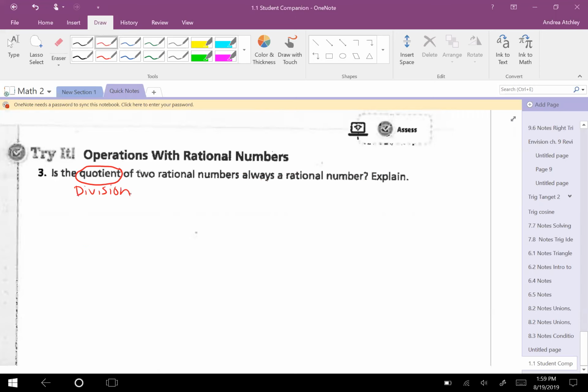Okay, so let's try this. Alex, give me a rational number. 0. Okay. Jackson, what's another rational number? Rational numbers like decimals, yeah. Yes, a decimal can be a rational number. 2.5. Okay, 0 divided by 2.5 is 0. Is 0 a rational number? Yes, it is.